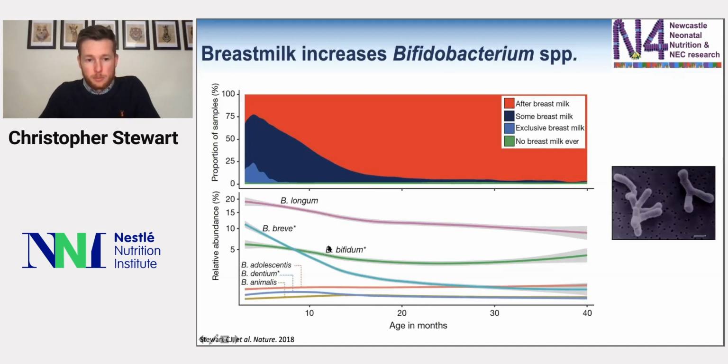You see those corresponding decreases in several of these different Bifidobacterium, particularly Bifidobacterium breve. And this hopefully follows on nicely from what Lars was talking about in terms of human milk oligosaccharides. We know there's several functions for HMOs, and I'm sure there's many more to be discovered.